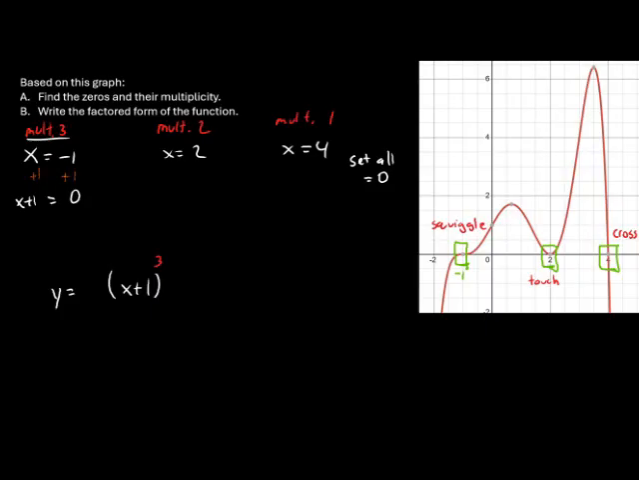Next, we'll move over at x equals 2, and then we'll subtract 2 from both sides because when we take 2 minus 2, we'll get 0 on the right, and then we'll have x minus 2 on the left. This means our next parentheses in the polynomial is x minus 2, and since the multiplicity at that position is 2, we'll raise this to the second power.